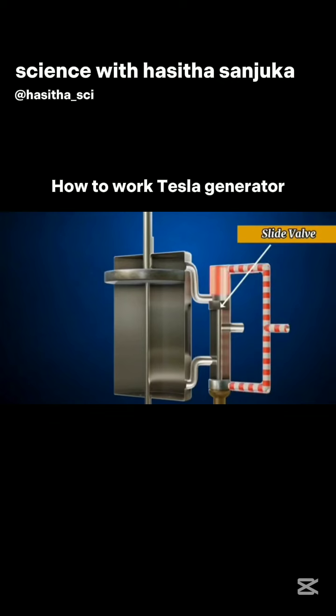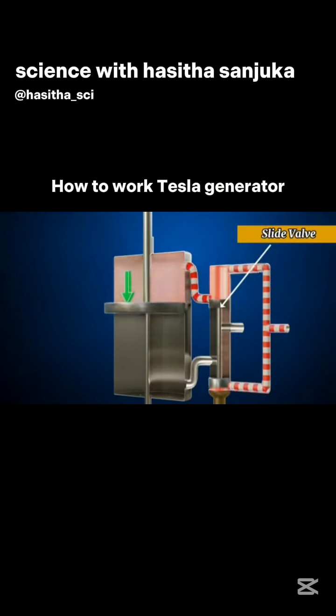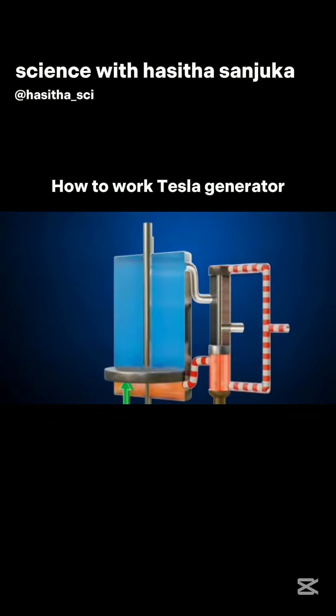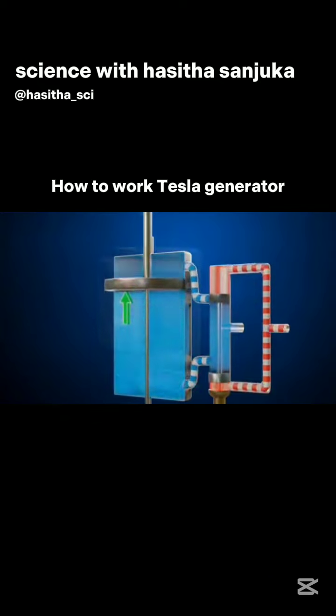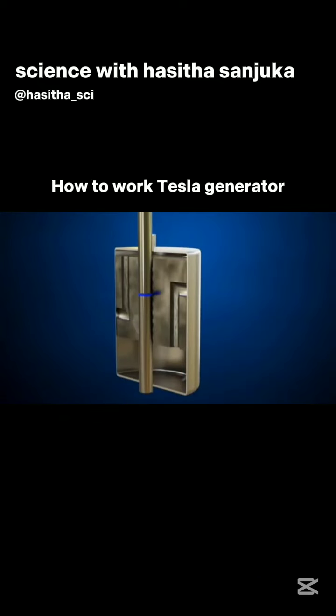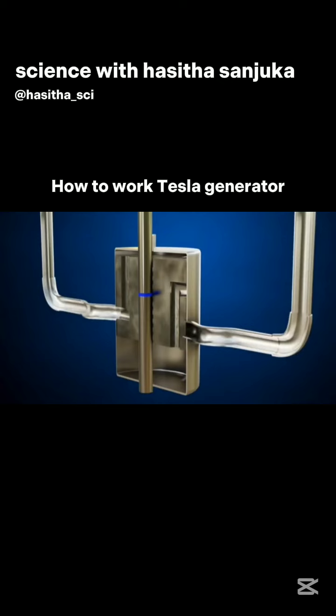First, high temperature, high-pressure steam enters from the right end. The slide valve and piston inside move up and down under the steam pressure. Tesla then simplified it by converting the slide valve into a valve, forming two L-shaped hollow channels.